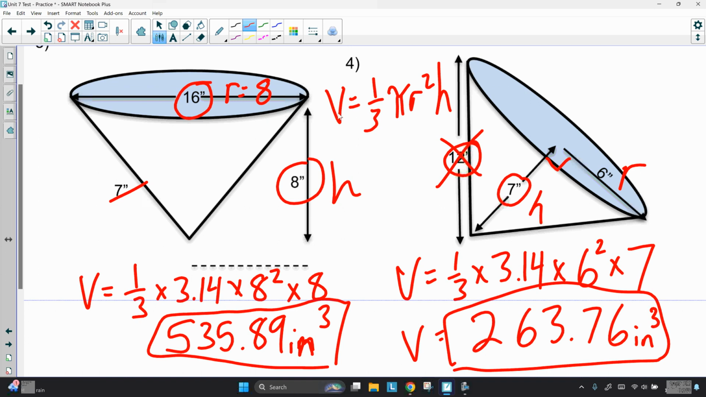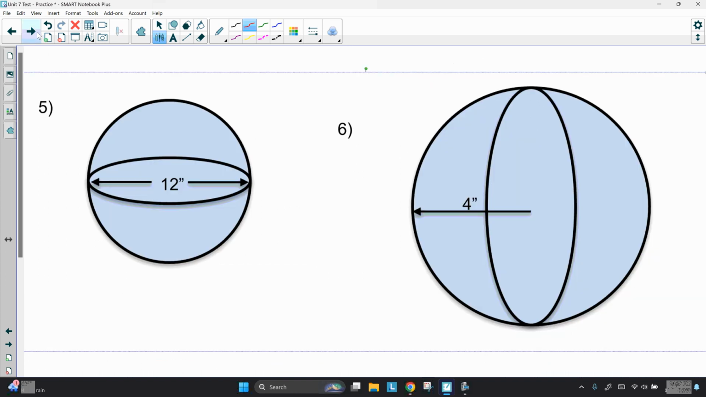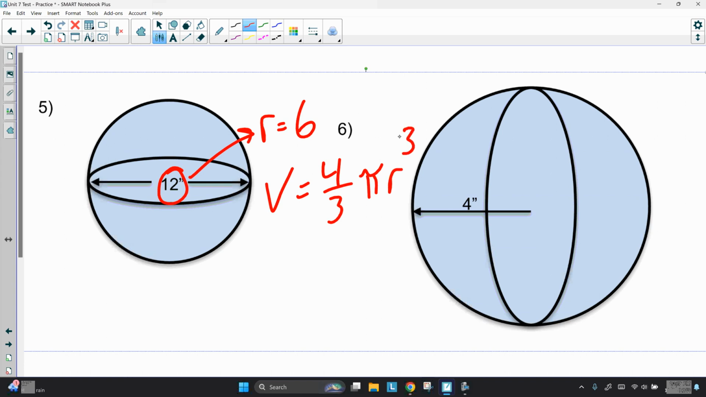Let's see what's next. Spheres. Again, don't be fooled. That is the diameter, so we want the radius. So, radius is 6. Formula for a sphere is going to be 4/3 pi r cubed. So, plug in what you know. Volume 4/3 times the pi, which I told you we're going to use 3.14 for this whole review sheet. Radius is 6, and we're going to cube it.